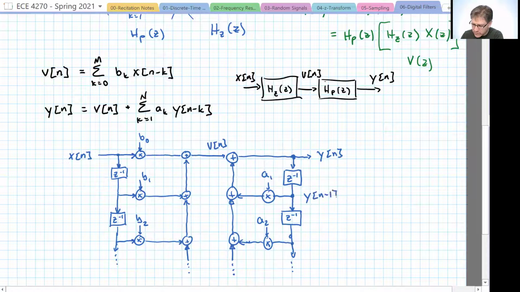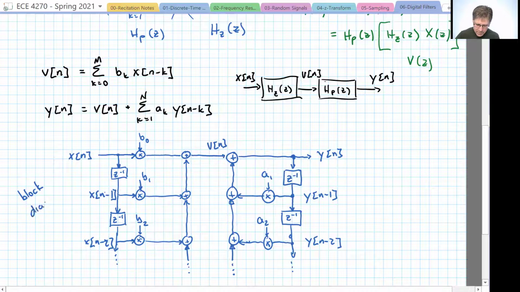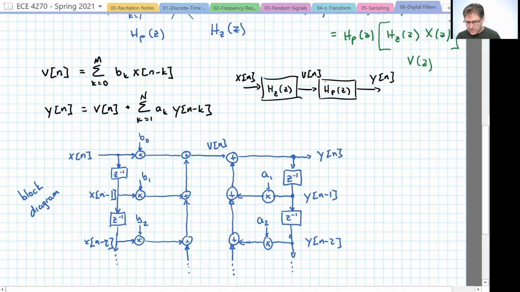This would be y[n-1], y[n-2], x[n-1], x[n-2], and so on. Well, this is the block diagram, and because it's tedious to draw one of these, there's another method.